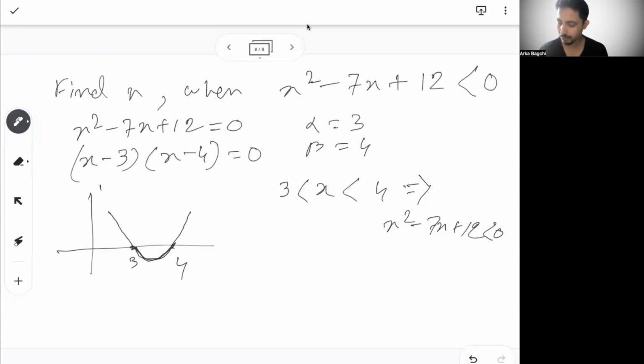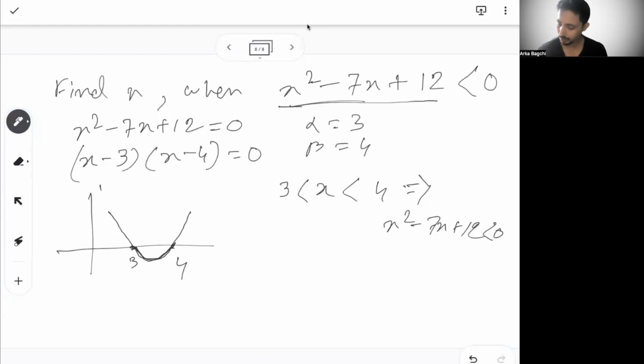If you put 3.5 in this equation for x, you will see the answer becoming negative. But if you take anything to the left of 3, let's say you take 0, the value of this equation becomes 12. 0 square minus 7 into 0 plus 12 is 12, and so that becomes positive.